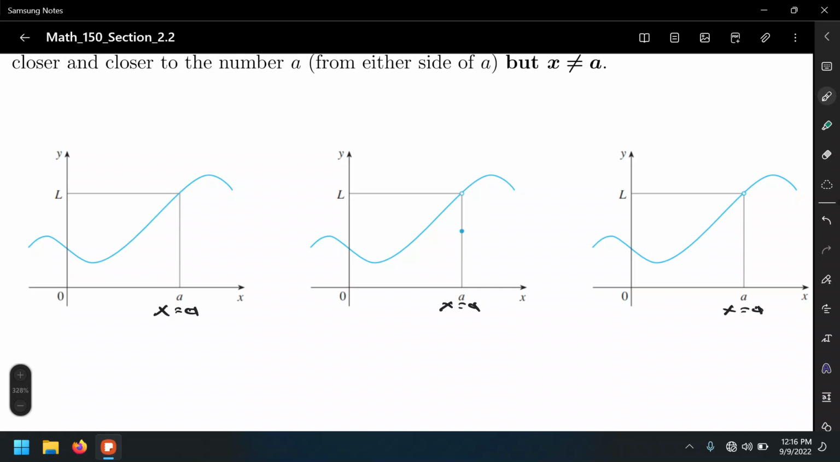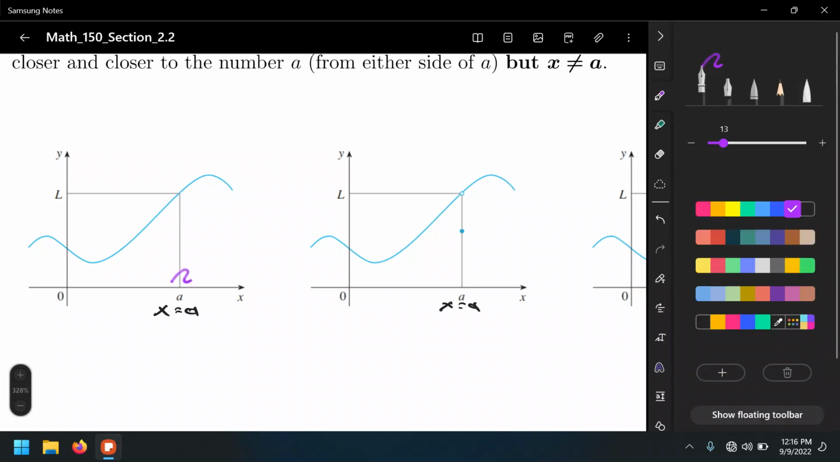So number one. Here we have the first case, in which the value of x that we're approaching is just a, any value, it doesn't matter what value it is.